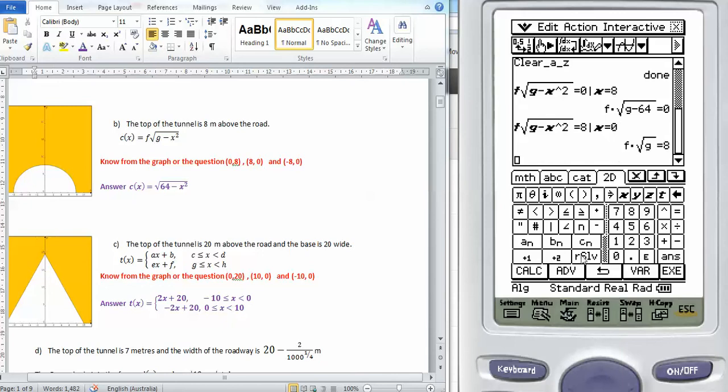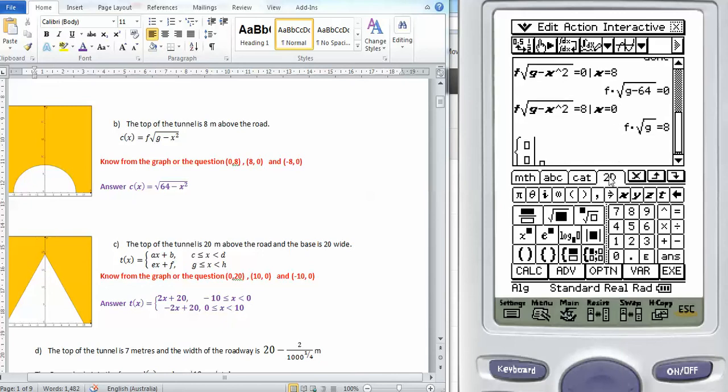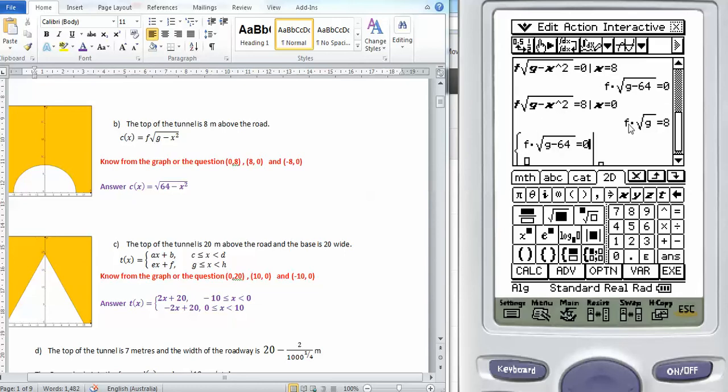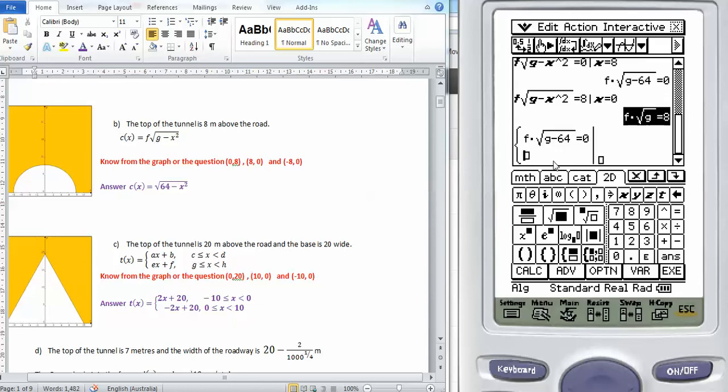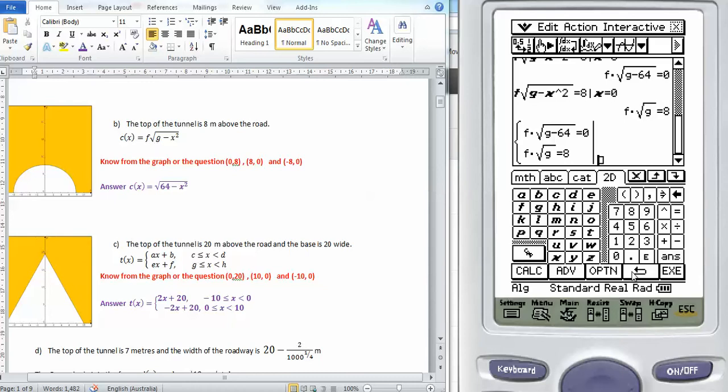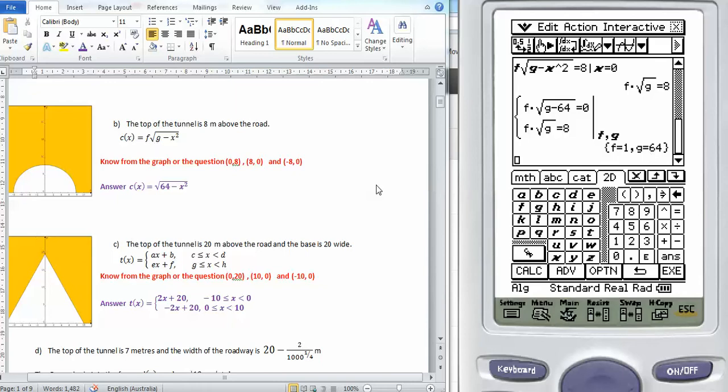and I'm going to go to simultaneous equations, paste in my two equations and solve them for f comma g, and I get f equals 1 and g equals 64, so there's a 1 there and a 64 there, and that makes sense because that's the equation of a circle with radius of 8. 8 squared is 64.